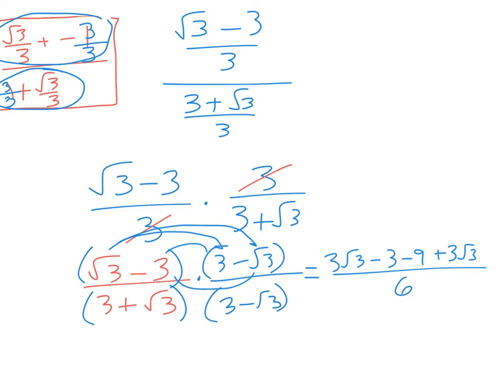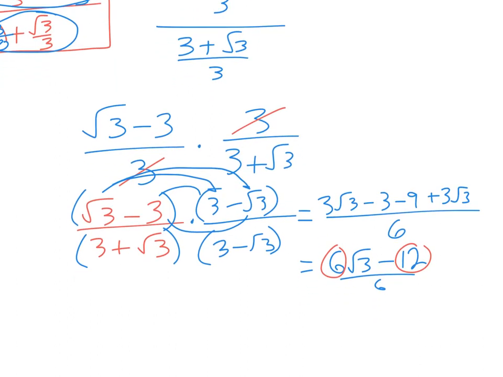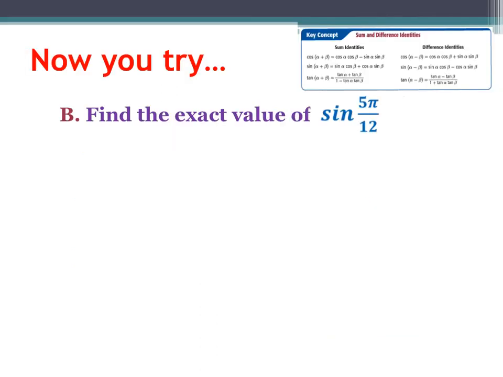And so on the top, I can simplify that as 6 square roots of 3 minus 12 all over 6, and then notice both of these terms are divisible by 6, which allows me to cancel that 6 in the bottom. And so my final answer after all that simplifying would end up being square root 3 minus 2. And that would be fully simplified there.